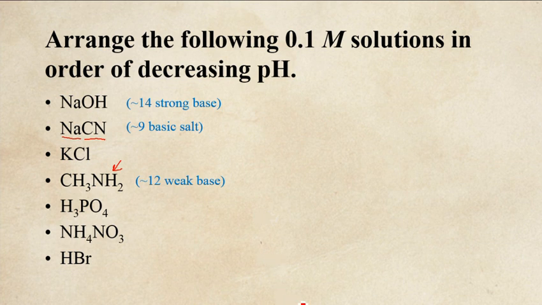The next most basic thing would be a neutral salt, like potassium chloride. Then following that, we would get into an acidic salt like ammonium nitrate.